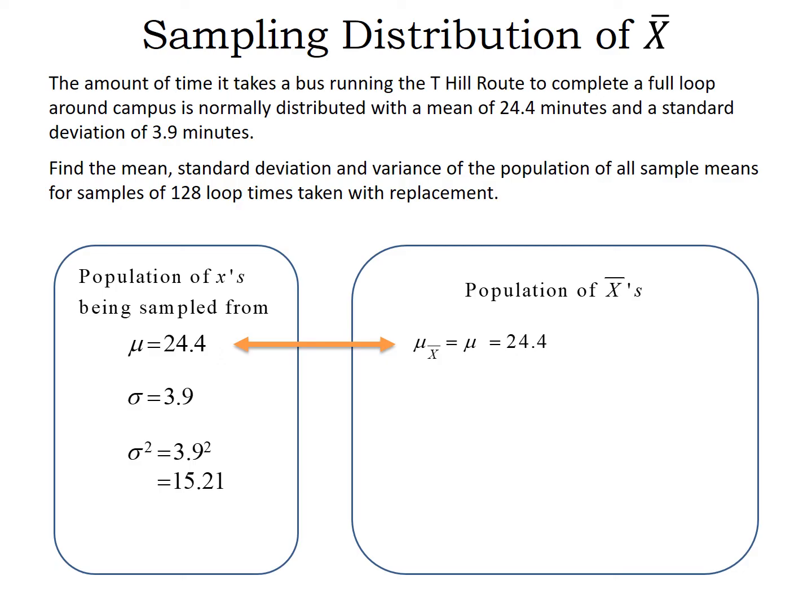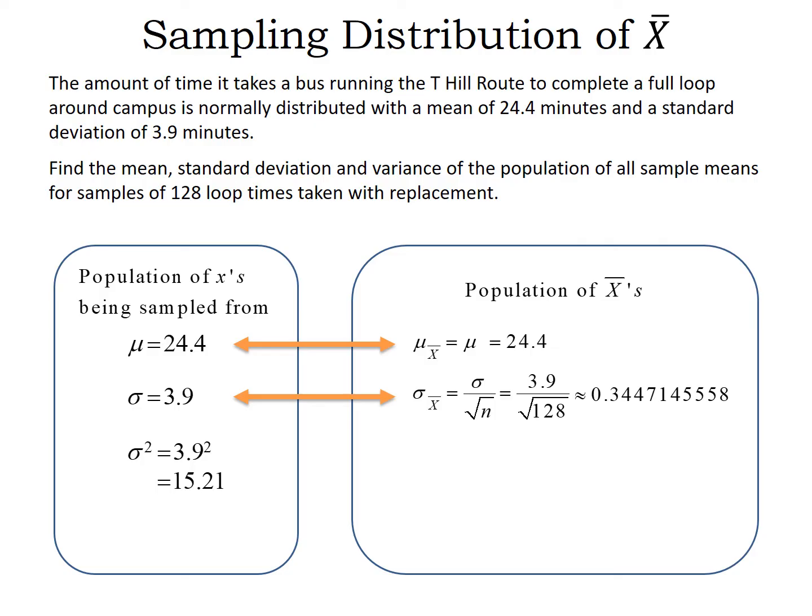The average of 128 loop times for some groups of 128 would be less than 24.4. For other groups, the sample mean would be higher than 24.4. But on average, all sample means for all groups of 128 would average out to be 24.4. The standard deviation of the sample mean is equal to the standard deviation of the individual loop times divided by the square root of the sample size. So approximately 0.345.